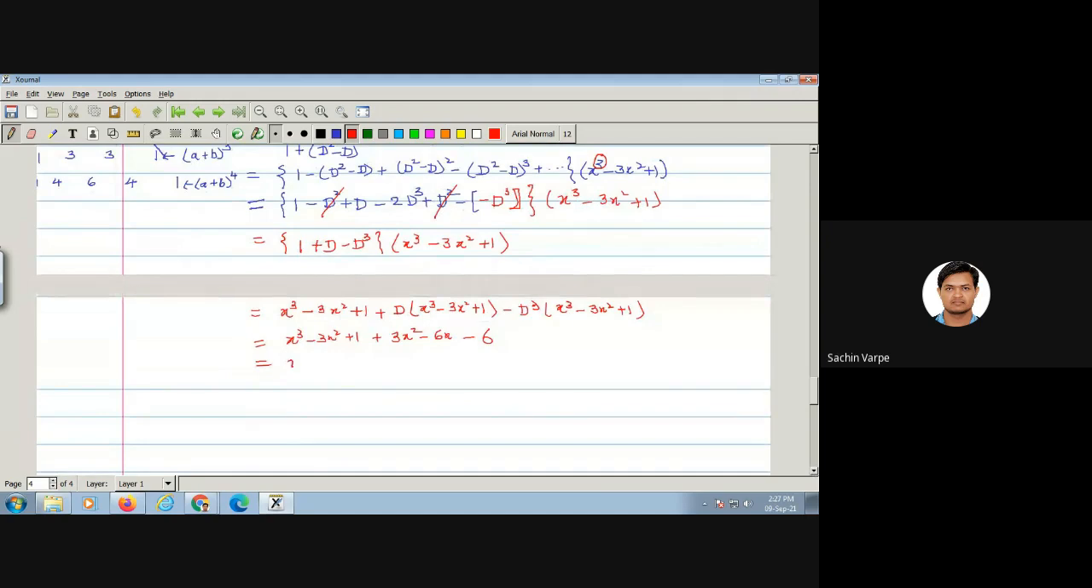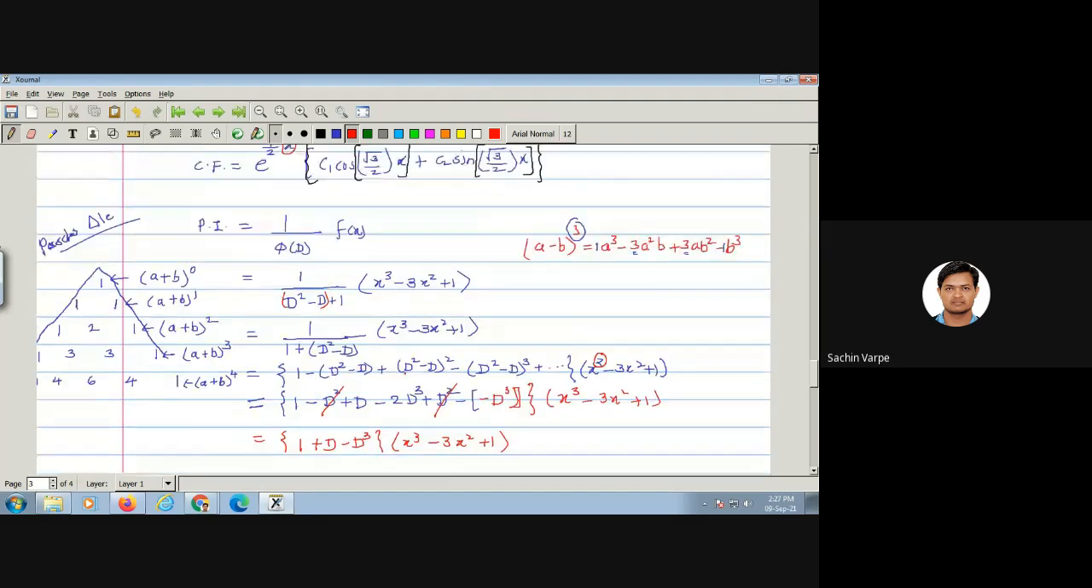So that is equal to x cube, this will get cancelled, minus 6x plus 1 minus 6, that is minus 6x minus 5. And therefore, finally, the general solution is y equals CF plus PI, because in PI, D is completely eliminated. So that is what it is all about, case 4.